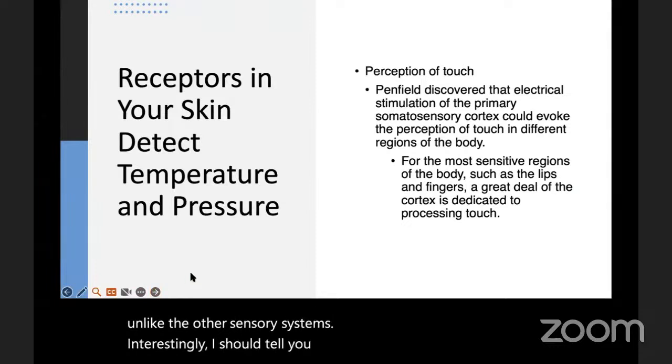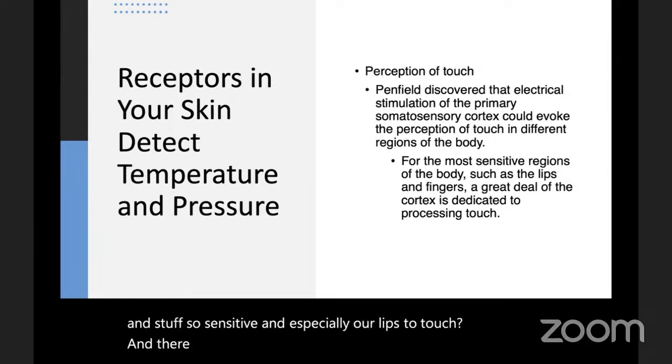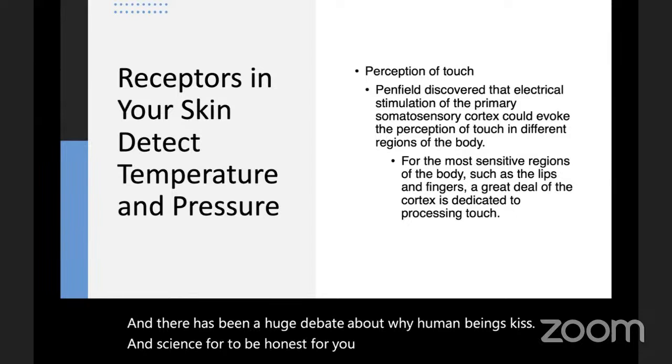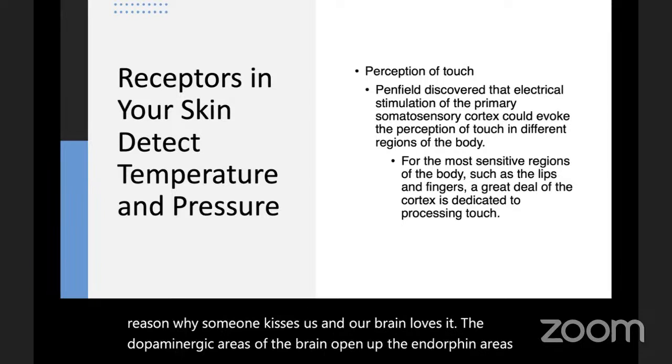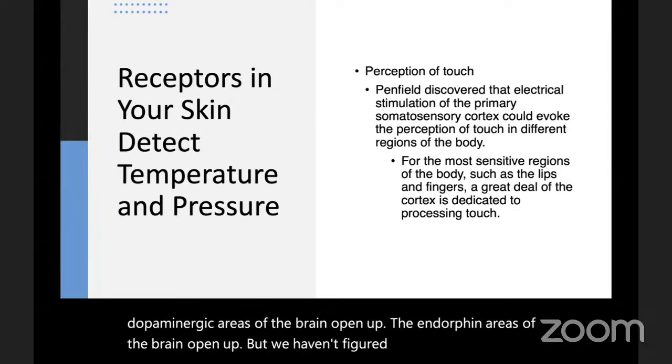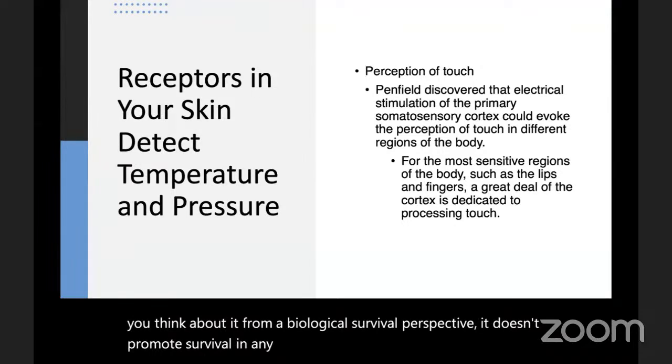Interestingly, when we look at why our head and especially our lips are so sensitive to touch, there has been a huge debate about why human beings kiss. And science, to be honest, has not given a reason why someone kisses us and our brain loves it. The dopaminergic areas of the brain open up, the endorphin areas of the brain open up, but we haven't figured out why, because if you think about it from a biological survival perspective, it doesn't promote survival in any way.